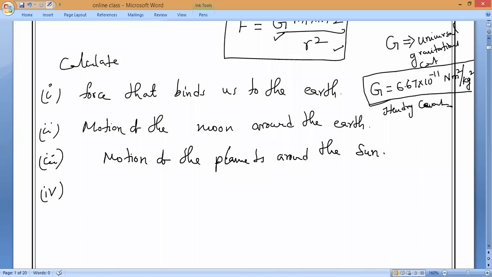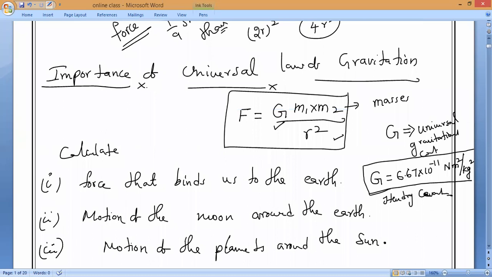We can find the distance between any planet, any object in the world. Do you understand, everybody? Where the objects are present, what is the force acting between them, how much force is acting, and how they are behaving. Everything we can analyze with the help of what law, guys? With the help of the universal law of gravitation.